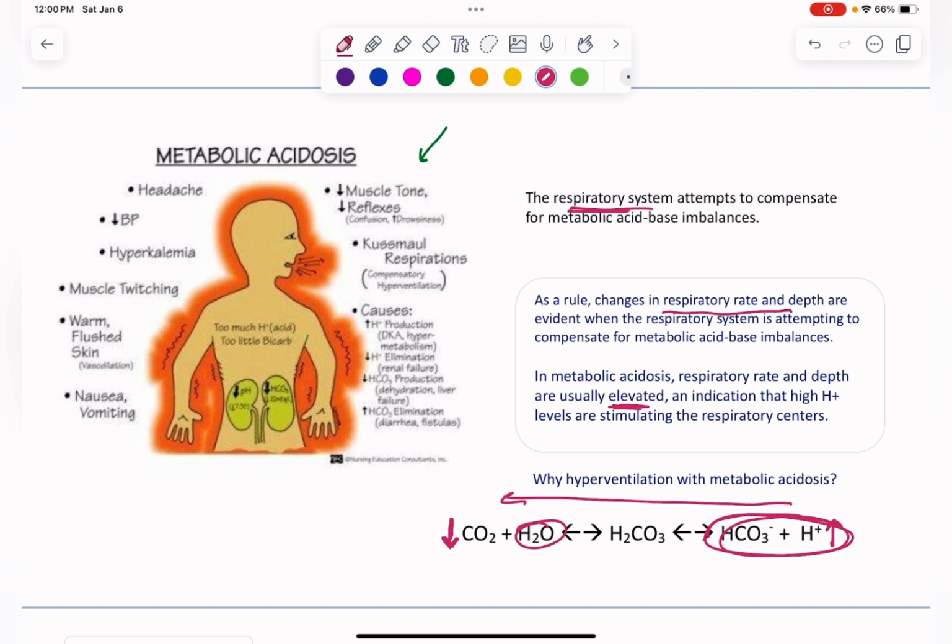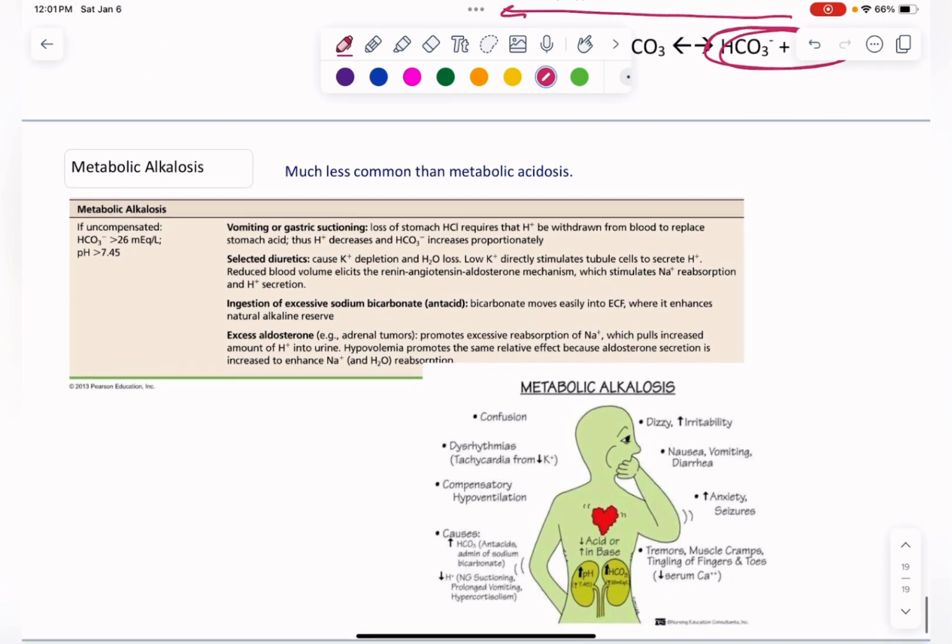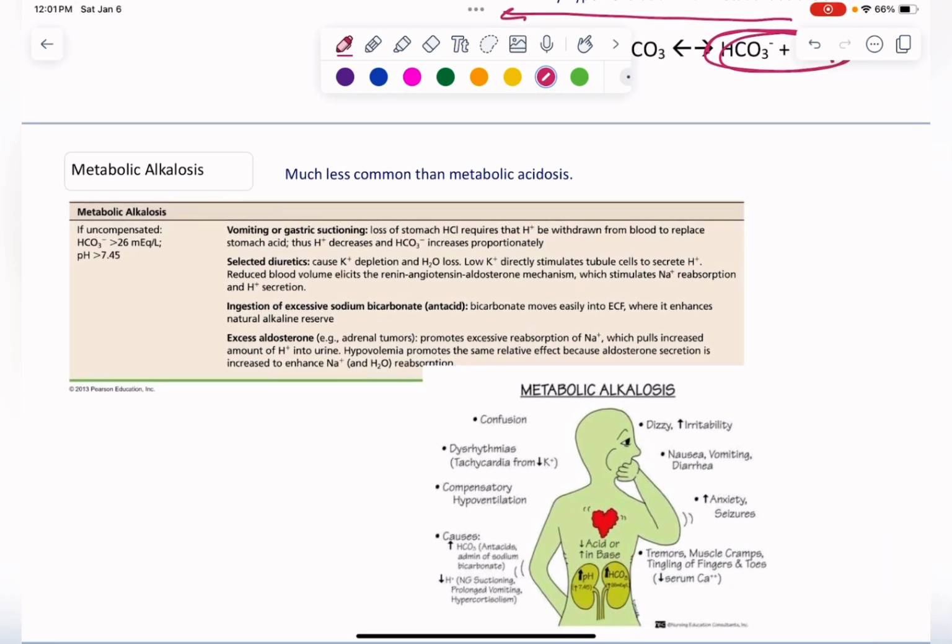And, if you're in a hospital or in another situation where somebody is hyperventilating from an unknown cause, then there's a good chance that it could be metabolic acidosis. And then, like I said, metabolic alkalosis is much less common, but here are some of the causes of that, and I'll let you read about that.